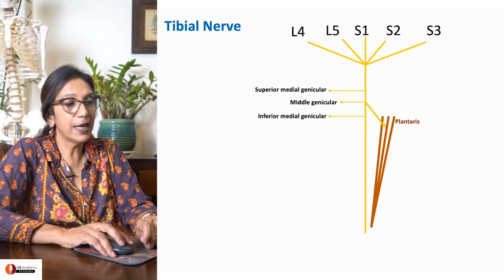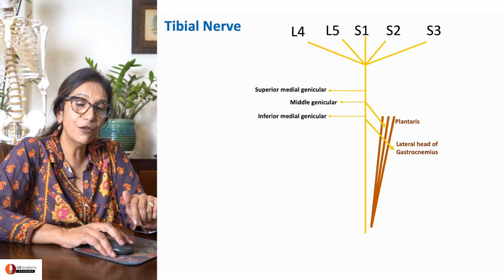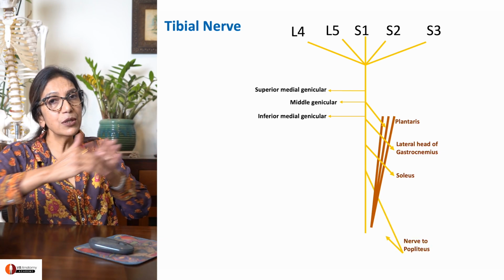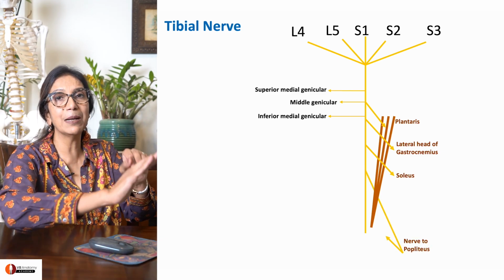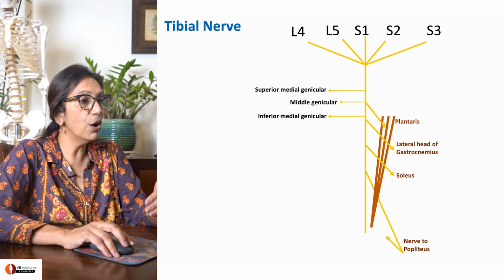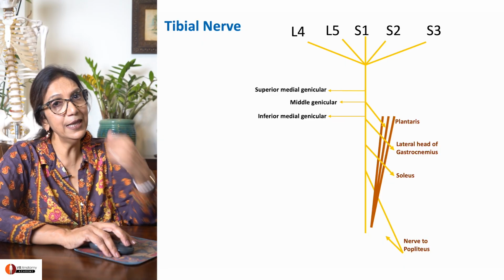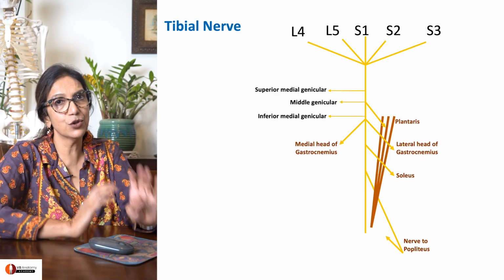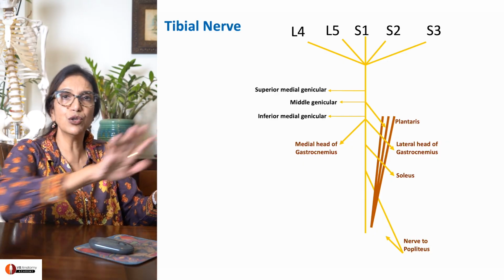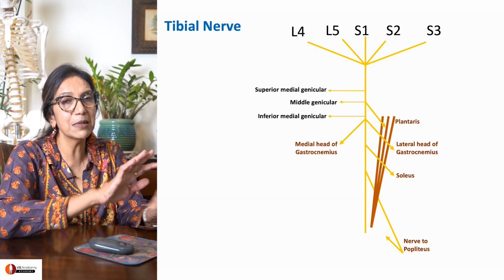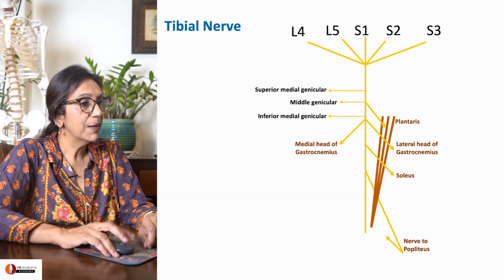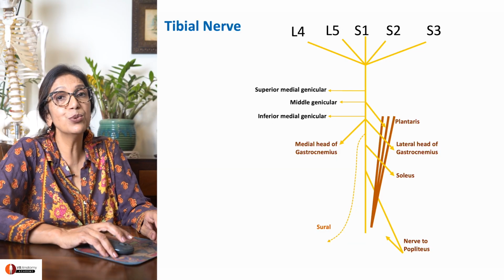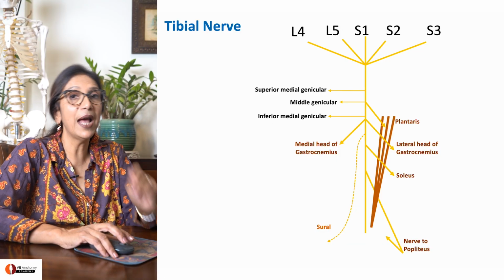One branch to plantaris, one branch to lateral head of gastrocnemius, soleus, and one that goes below plantaris to supply the popliteus. All are branches given off on the lateral side. One branch going medially to supply medial head of gastrocnemius. So much of your superficial muscle group has been supplied by your tibial nerve. But it also supplies the skin, giving rise to the so famous sural nerve. Sural is a cutaneous nerve.